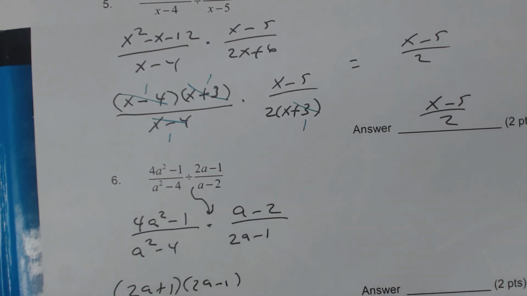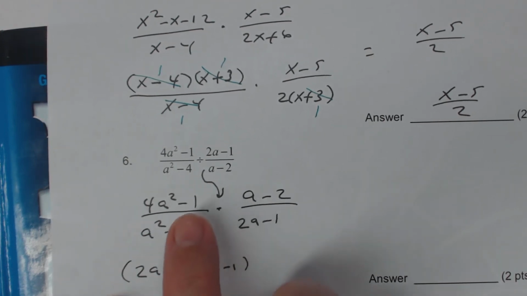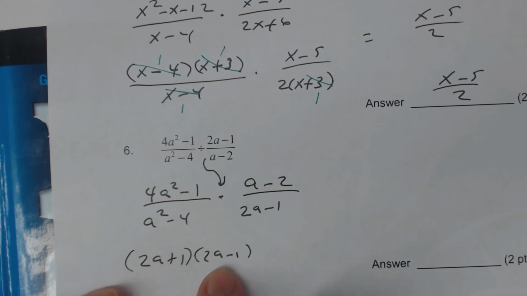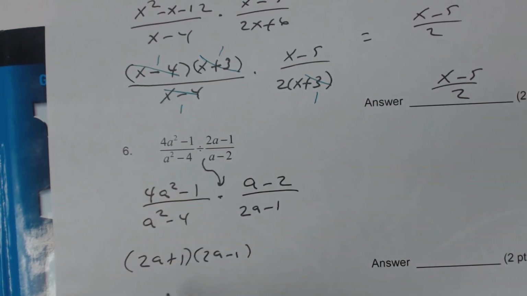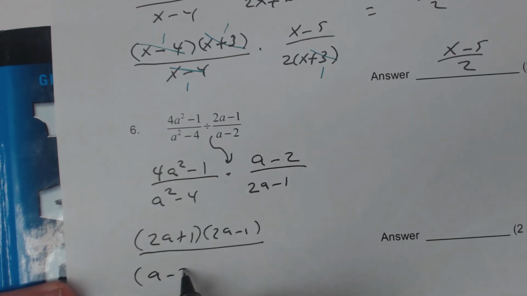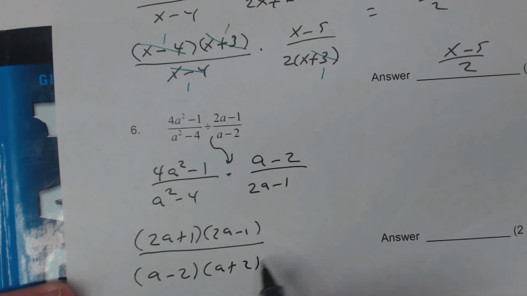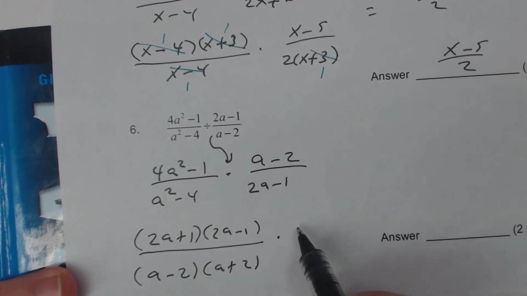And always check yourself. 2a times 2a is 4a squared. A positive 1 times a negative 1 is a negative 1. The outer is a negative 2a. The inner is a positive 2a. When I add them up, I get 0, which is what I wanted. See, there's no middle term. There's no a term. All right, the denominator is also the difference of 2 squares. So I can factor this as a minus 2 times a plus 2. And then the numerator and denominator here I can't factor, so I leave them alone.